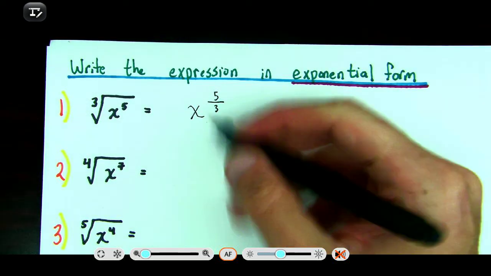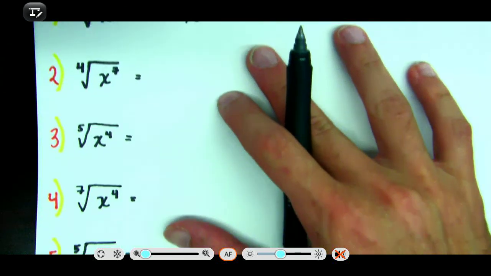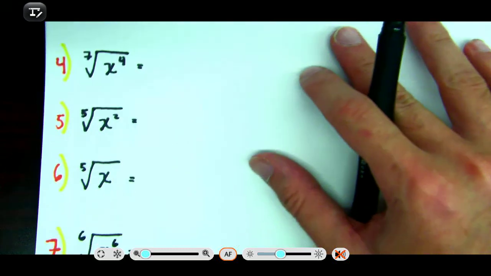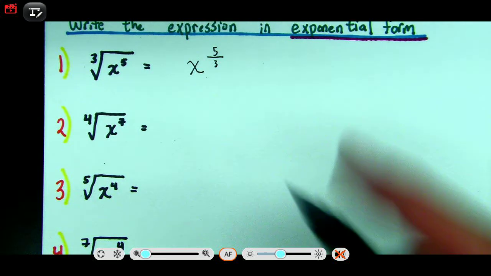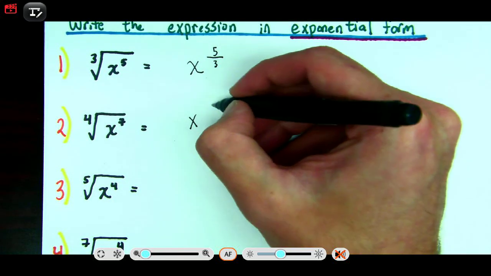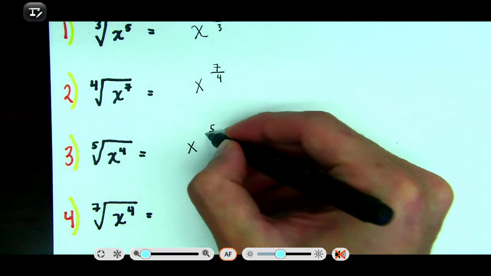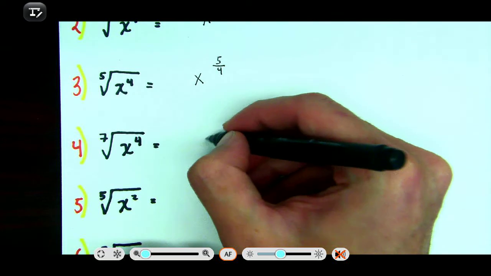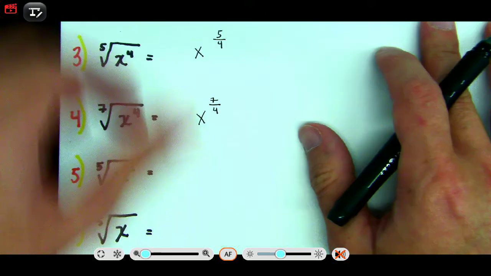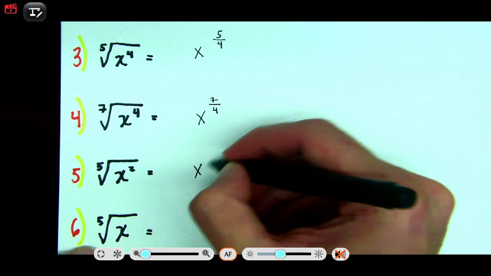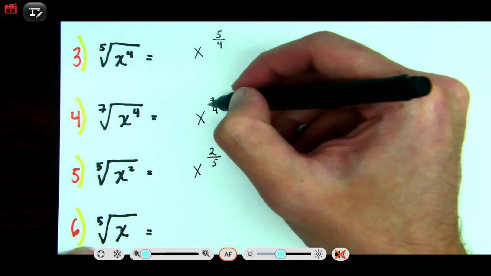Take your time and try and go through the rest. This is one of them. 2, 3, 4, 5, 6, 7. Okay. These aren't too bad. This should be x to the 7 over 4, x to the 5 over 4, x to the 7 over 4, x to the 2 over 5. Oh, whoops, sorry, I messed up this one. This should be x to the 4 over 7. Sorry.